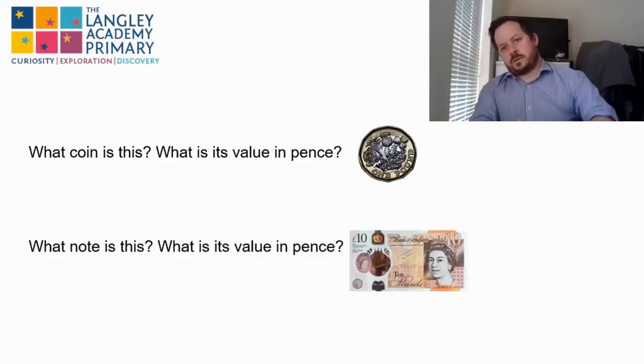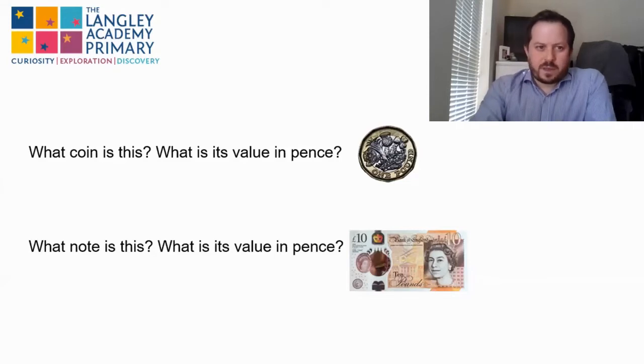Okay, so let's look through this and see what we can work out. So what is this coin? And as you can see on the coin, it actually says £1. This is a £1 coin. What's the value of this in pence? Well, we're using base 10 when we're thinking about money. And the value of a pound is 100 pence, which means for every 100 pence we have £1.